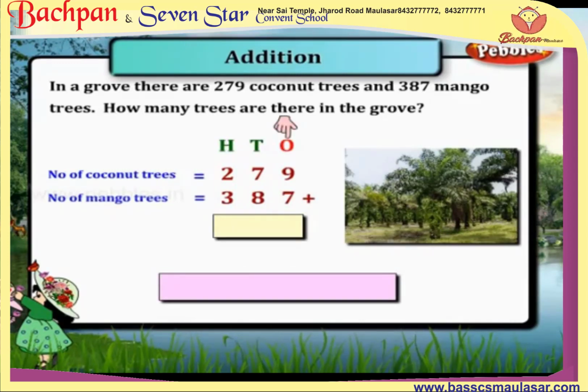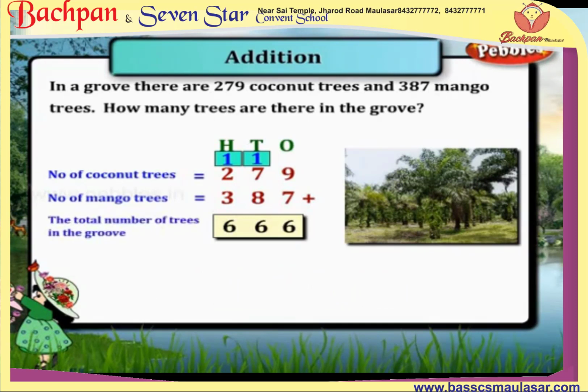Add the ones. 9 plus 7 is equal to 16. Write 6 in the ones column and carry over 1 to the tens column. Now add the tens. 1 plus 7 plus 8 is equal to 16. Write 6 in the tens column and carry over 1 to the hundreds column. Now add the hundreds. 2 plus 3 plus 1 is equal to 6. Therefore, the total number of trees in the grove is equal to 666.